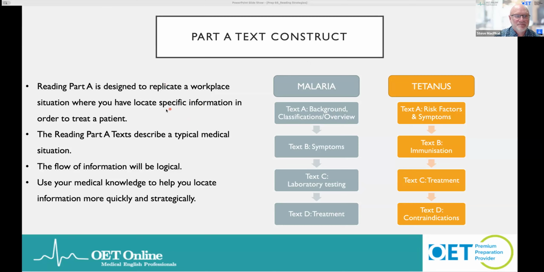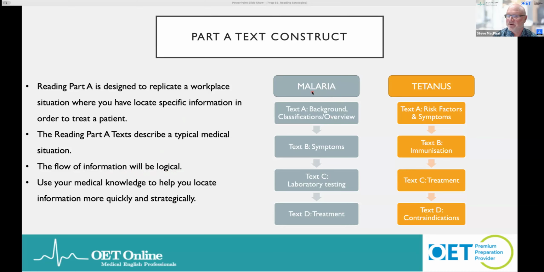That's what it does. So if you think about part A, they know in the workplace, when you're treating your patients, you can't keep everything up here. There are a lot of rules and protocols that you must follow. So part A is designed to test your ability to look through and locate specific information in order to treat a patient as you would in the workplace, right? That's the design. And the flow of information is going to be really logical. Let's have a look at this.